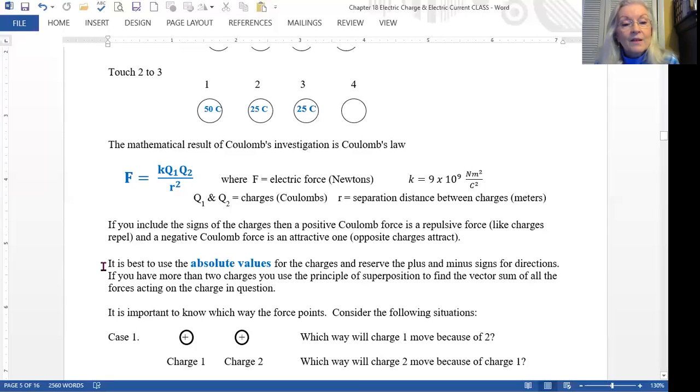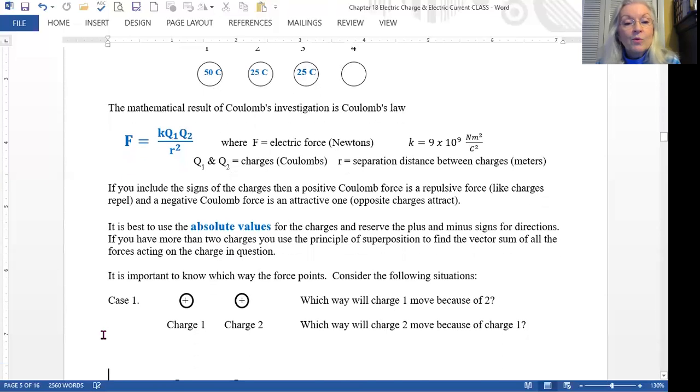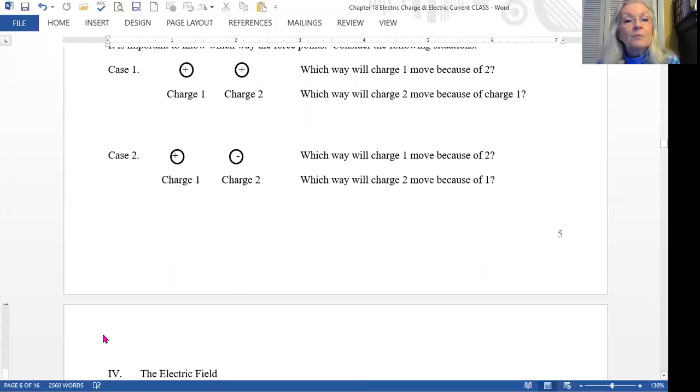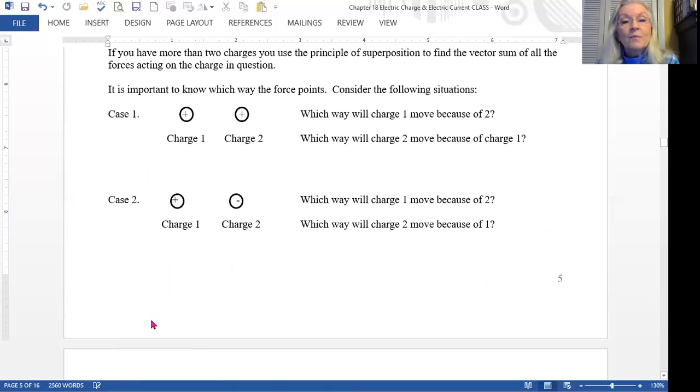All right. So we're going to use the absolute value of the charges, and only when we pick a direction will we care about whether they're plus or minus. So let's look at that before we do any numbers. We have to know which way the forces point. Whoops, again, I think I overshot just a tad. So let's back it up.